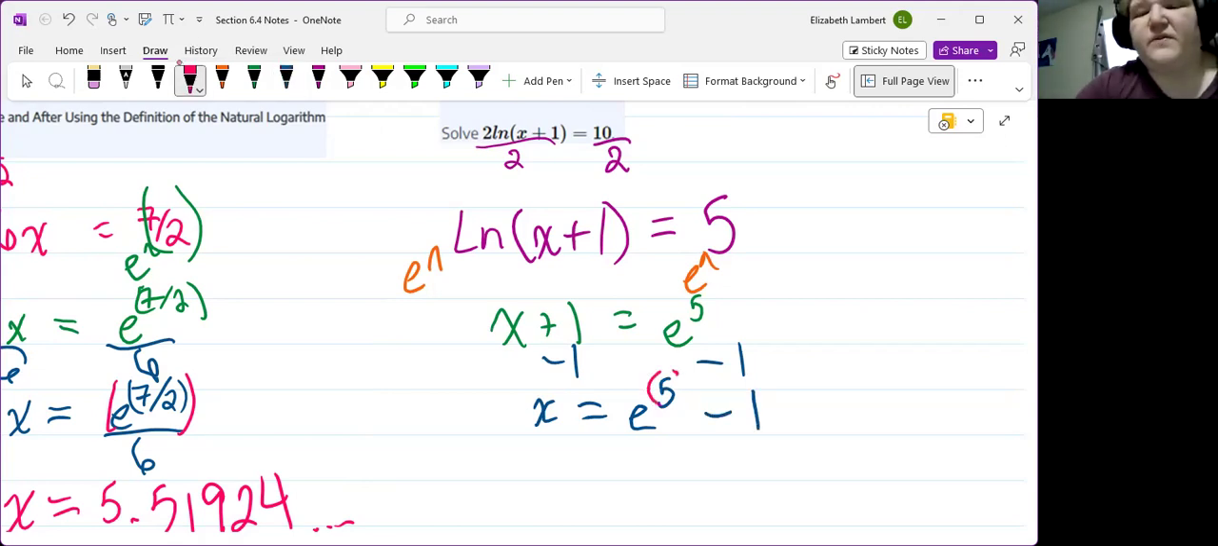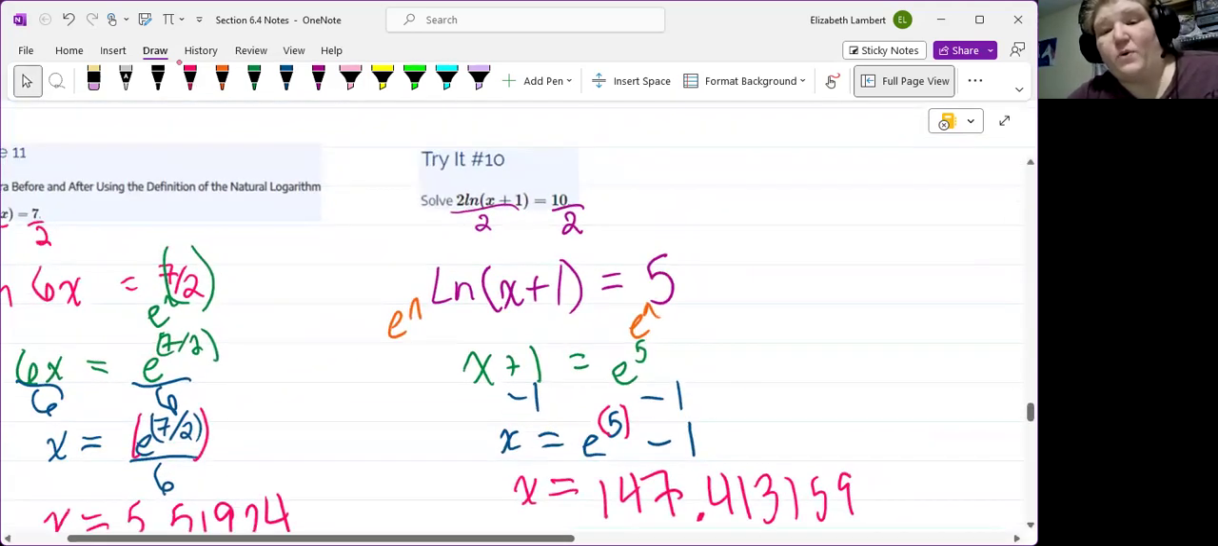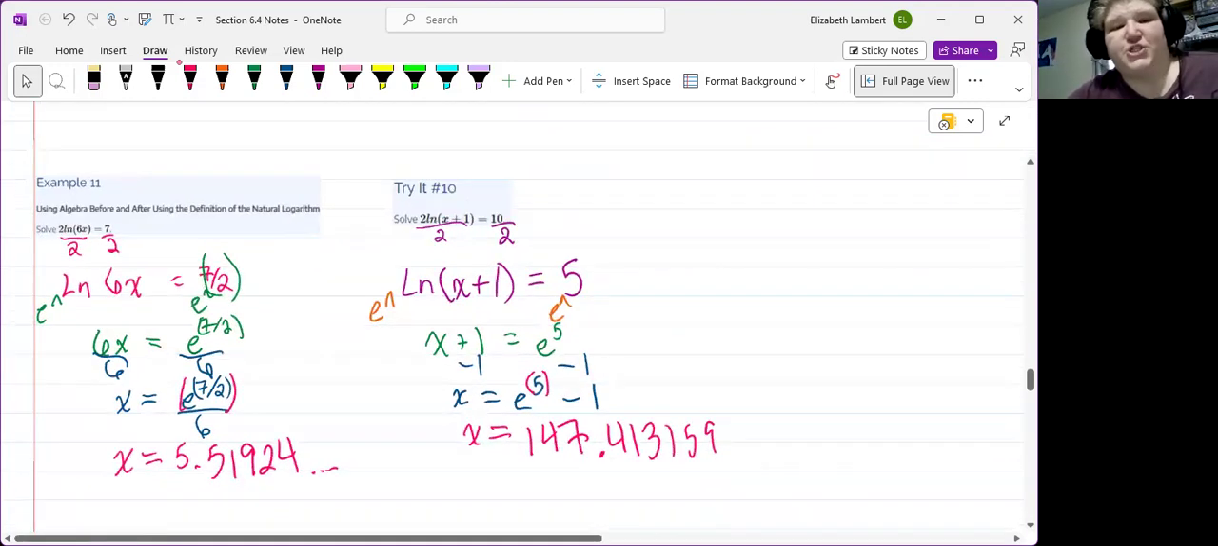Just to be safe, let's write the parentheses that we know we should write around the 5. e to the 5th, close, minus 1. Otherwise, you'll just get e to the 4th, which is not the correct answer. So this comes out to be 147.413159. Yeah, it's like that, 413. All right, if I put 147 plus 1, 148 something, I can take the natural log of that. It should work.